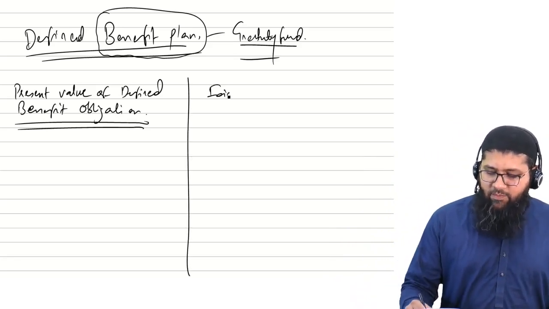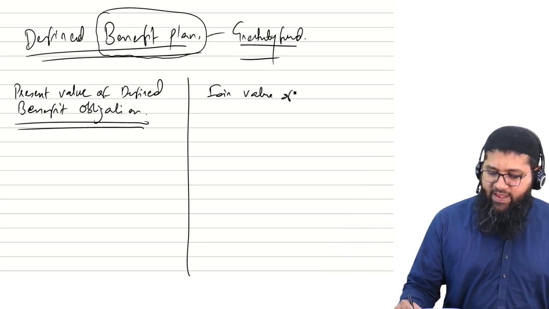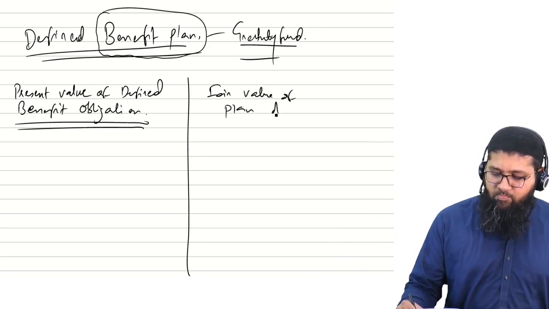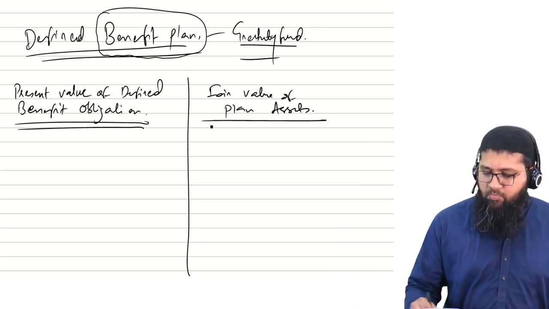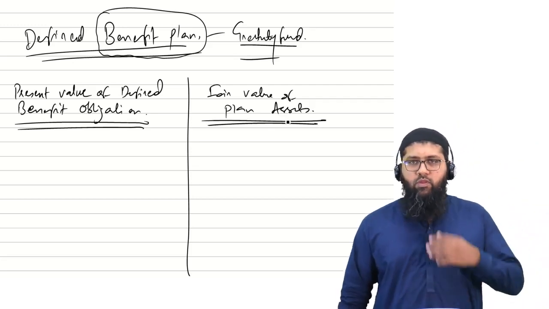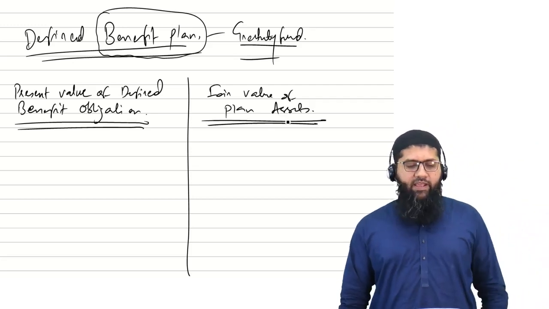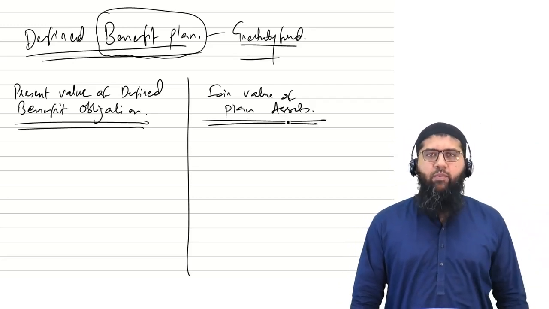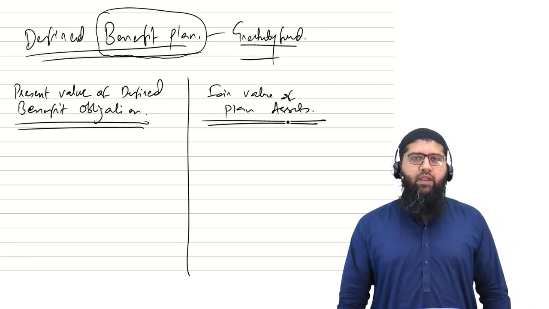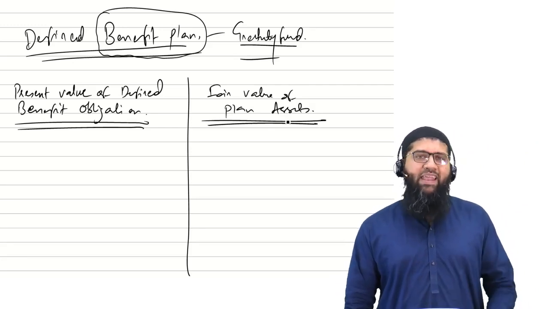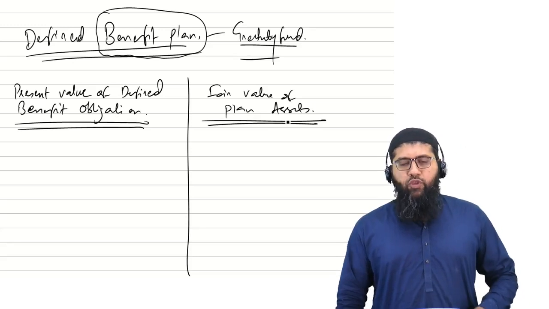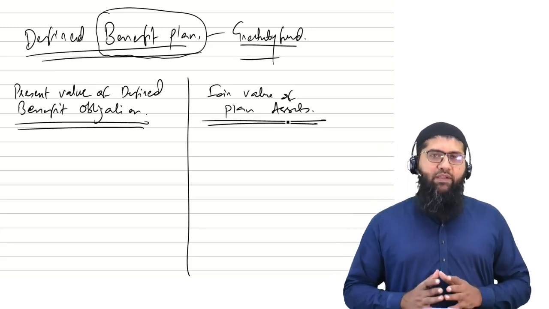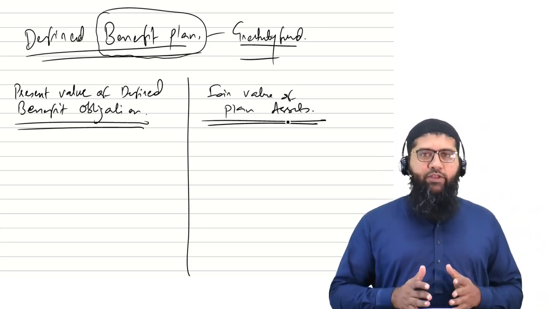And the other one of them is termed as fair value of plan assets. So I repeat, one of them is termed as present value of defined benefit obligation and the other one of them is termed as fair value of plan assets. So if you have to account for a defined benefit plan, what is it that you need to do?